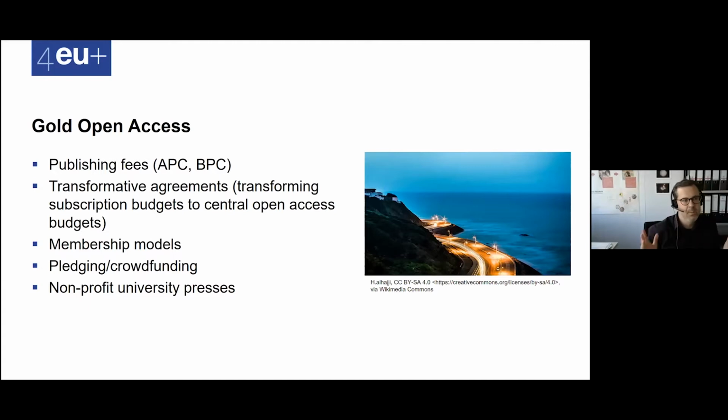There are other business models around as well, for example, membership models or some kind of pledging or crowdfunding models. And of course, we also have non-profit publishing infrastructures in this field. In particular, we have non-profit open access university presses. So your universities also start to provide infrastructures for electronic publishing in open access to you and to other research communities.